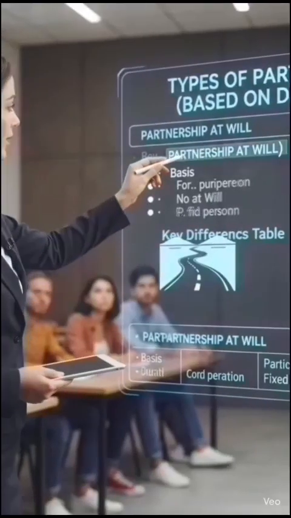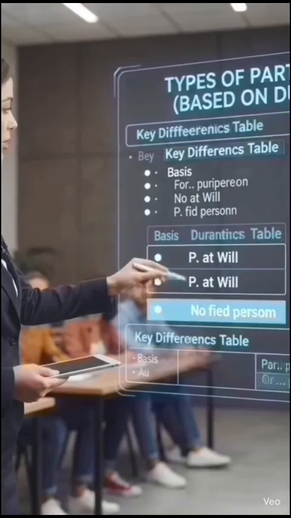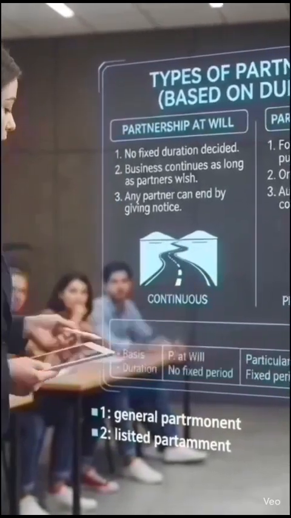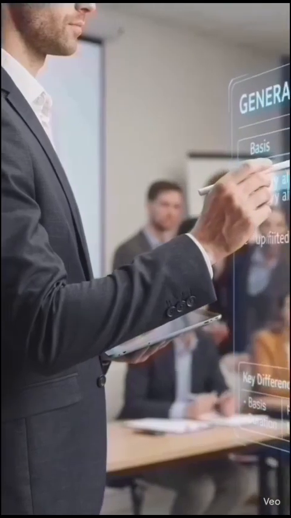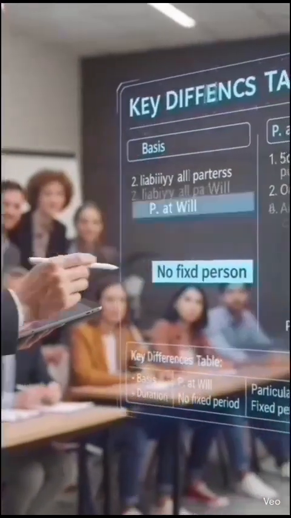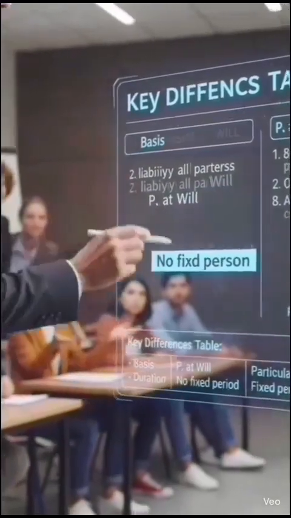On the basis of liability, partnership is divided into 2 parts. 1. General partnership. 2. Limited partnership. General partnership. The liability of all partners is unlimited and joint. Registration of the firm is optional, and the business can be run by any or all of the partners.